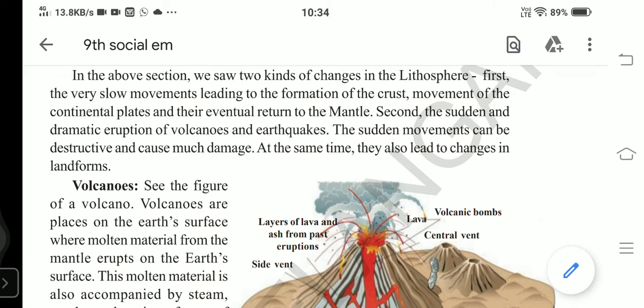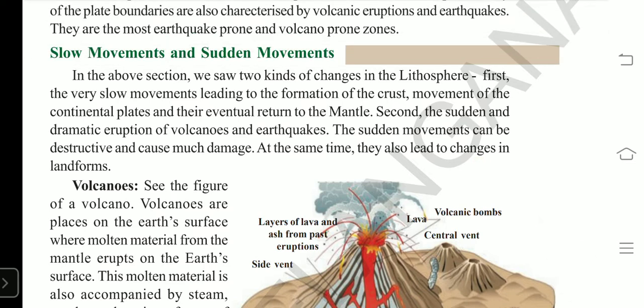Okay, then when magma comes to the earth's surface we call it lava. So lava erupts into the atmosphere, and as it goes to a higher altitude it becomes cool and turns to solid form, forming a cone shape. That is called a volcanic eruption.